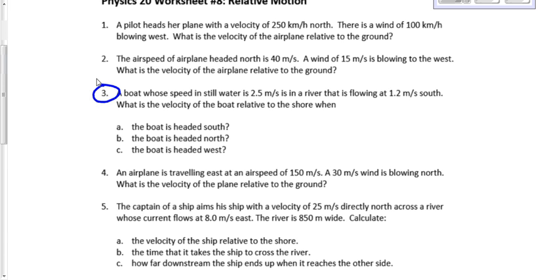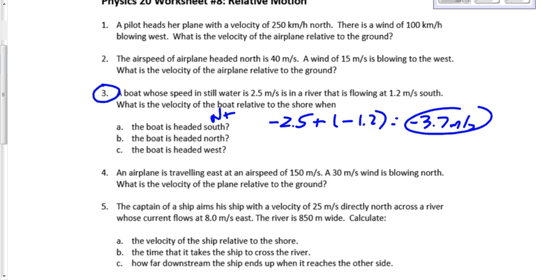If the boat is headed south, then let's say north is positive, south is negative. Then the boat has a velocity of negative 2.5, and we add to that a velocity of negative 1.2, because the velocity of the river is 1.2. We're adding vectors together, whether it's one-dimensional or two-dimensional. It's just easier to do it here than when we have a two-dimensional problem, that's all. Negative 2.5 plus negative 1.2 gives me negative 3.7 meters per second, or we could say 3.7 meters per second to the south. Makes sense?